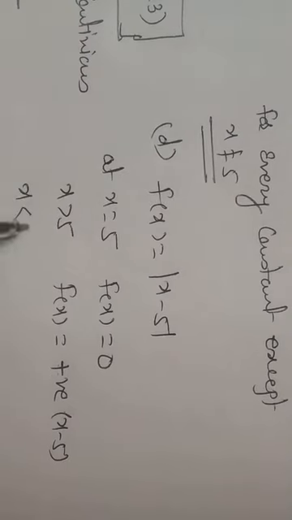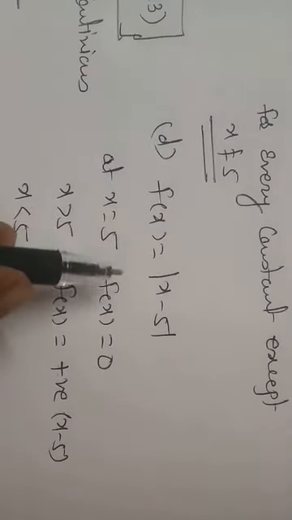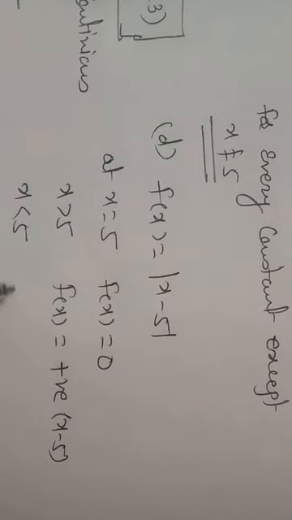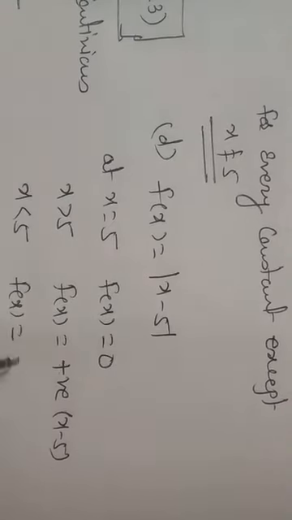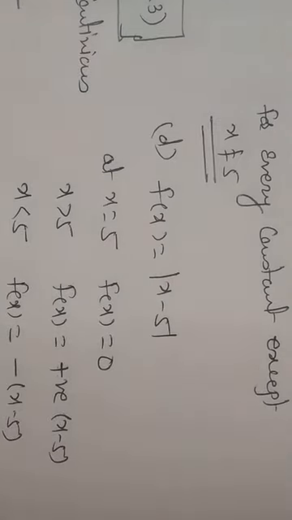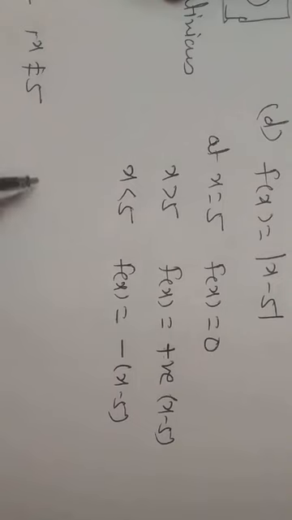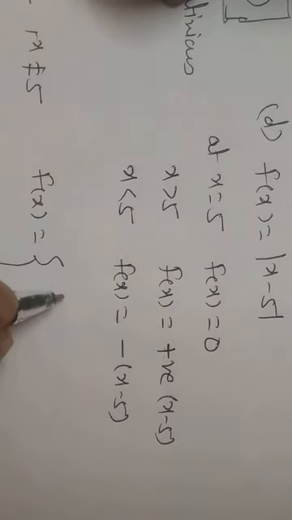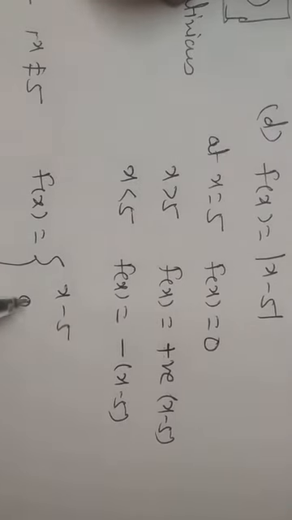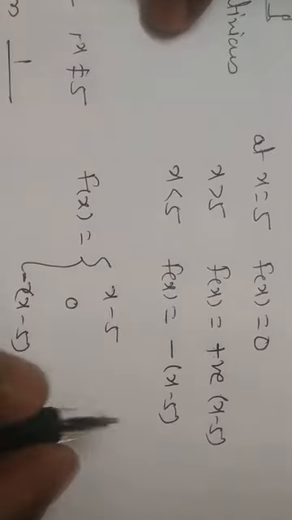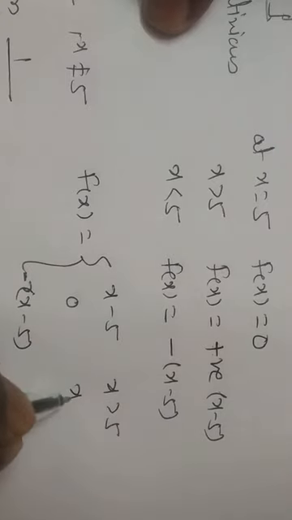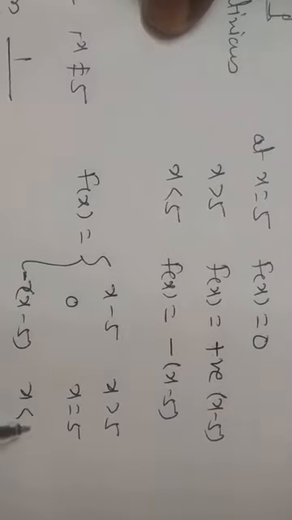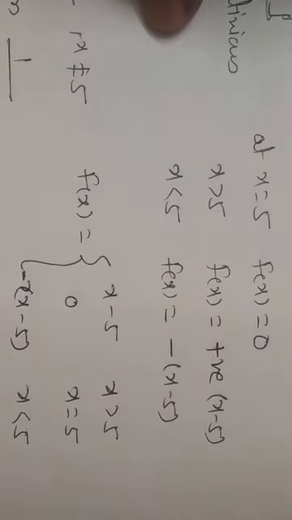And x is less than 5. It may be 1, 2, 3, 4. Then f of x equals what? Negative of x minus 5, because the answer becomes negative. Then there are three conditions. F of x equals x minus 5, 0, and minus of x minus 5, for x greater than 5, x equals 5 and x less than 5. All three conditions we will take and check the discontinuity of the function.